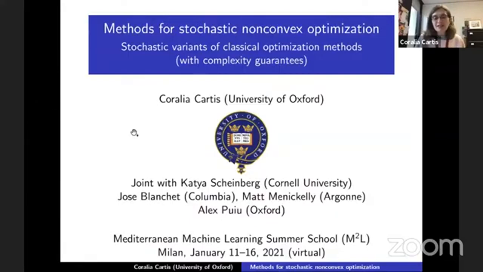A lot of this work is joint with Katja Scheinberg. Then we have two collaborators, Jose Blanchett, who helped us with some of the probability aspects of the work, and Matt Menichelli. And some of the numerics that I will talk about at the end are with one of my students, Alex Puyu.